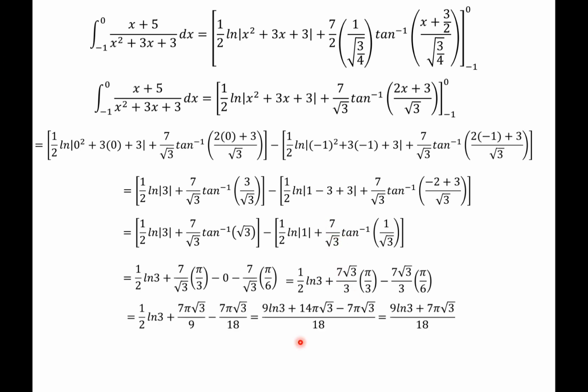So when you proceed to simplify the expressions, when you then find the LCM of the denominators, you will get 18 divided by 2, which gives 9. So the first term becomes 9 ln of 3 plus 18 divided by 9, which gives 2, 2 times 7 pi root 3, which gives plus 14 pi root 3. And then minus 18 divided by 18, which is 1, 1 times 7 pi root 3 gives 7 pi root 3. And then simplifying the last two like terms, we get 14 pi root 3 minus 7 pi root 3, which gives 7 pi root 3. So that finally we get integral from negative 1 to 0 of x plus 5 all over x squared plus 3x plus 3 dx as 1 all over 18 into 9 ln of 3 plus 7 pi root 3.